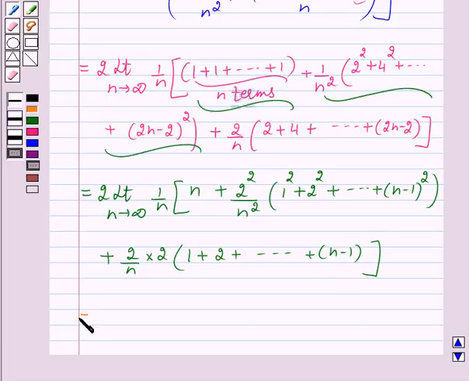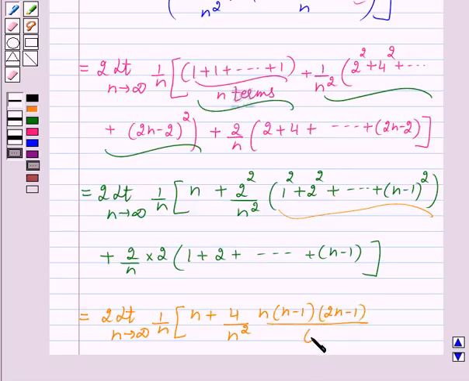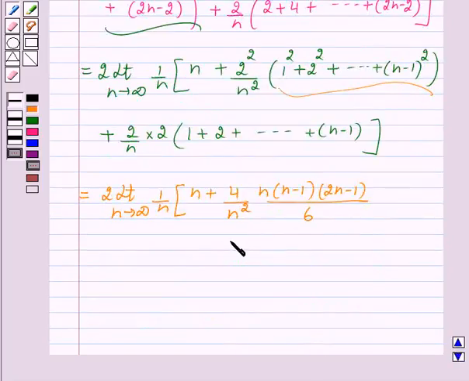Now this is equal to 2 into limit n tends to infinity 1 over n into n plus 4 over n square into, now according to our key idea, 1 square plus 2 square plus so on plus n minus 1 whole square is equal to n into n minus 1 into 2n minus 1 over 6, plus 4 over n. Now again according to our key idea, 1 plus 2 plus so on plus n minus 1 is equal to n into n minus 1 over 2.